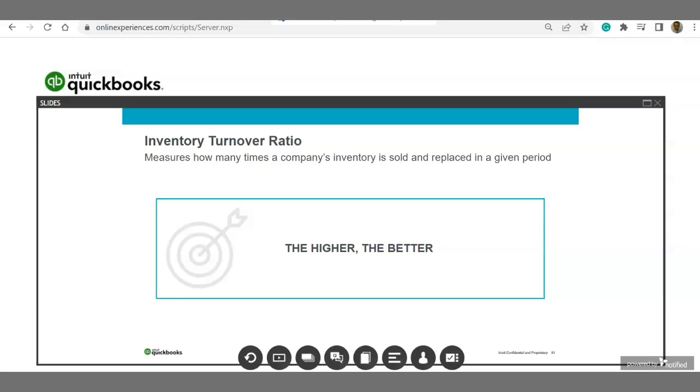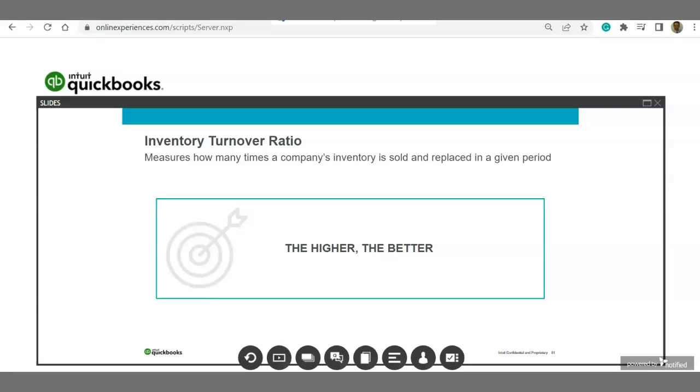The higher this ratio is, the better. You create a business to sell that product. You don't create the business, I'm saying something obvious here, to just hold on to the inventory. That's not going to create much profit for you. So you want to turn that inventory over. That means things are moving. Things are hopefully being sold, not just written off. So the higher this ratio, the better.